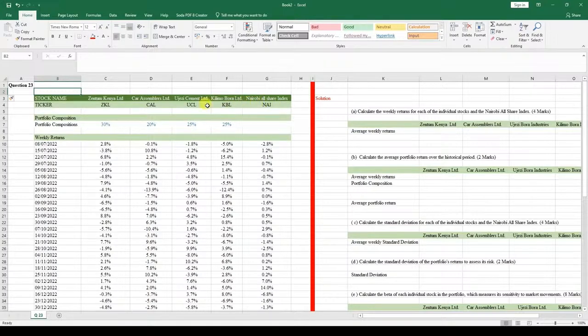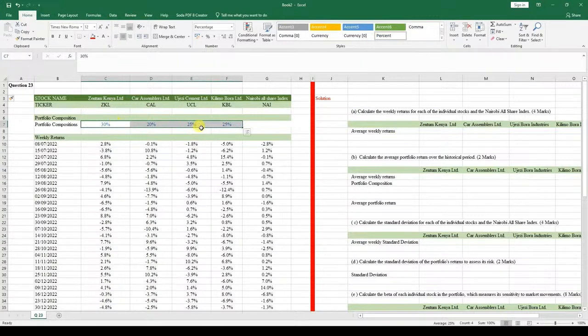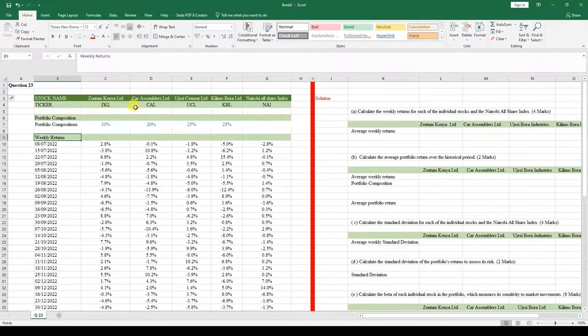You've also been provided with the portfolio compositions, and all of these total to 100%. How you can quickly check is by scrolling down over here, and you can see that the sum is 100% right here. You are presented with the weekly returns for all of those 4 companies, including the Nairobi All Share Index.